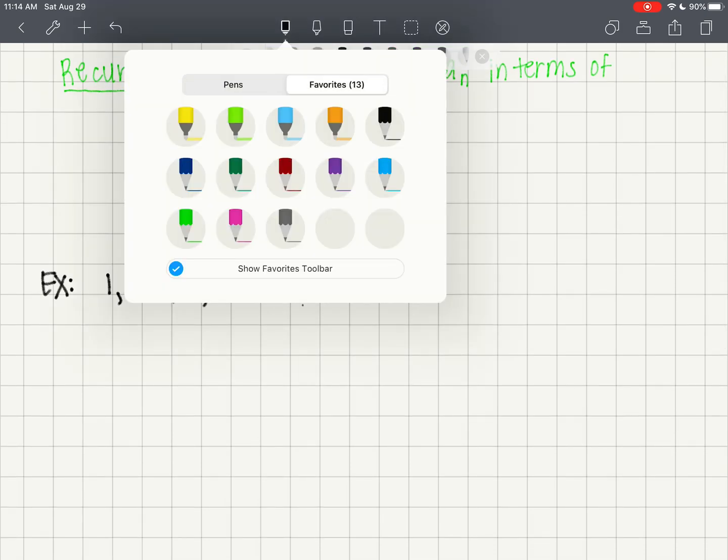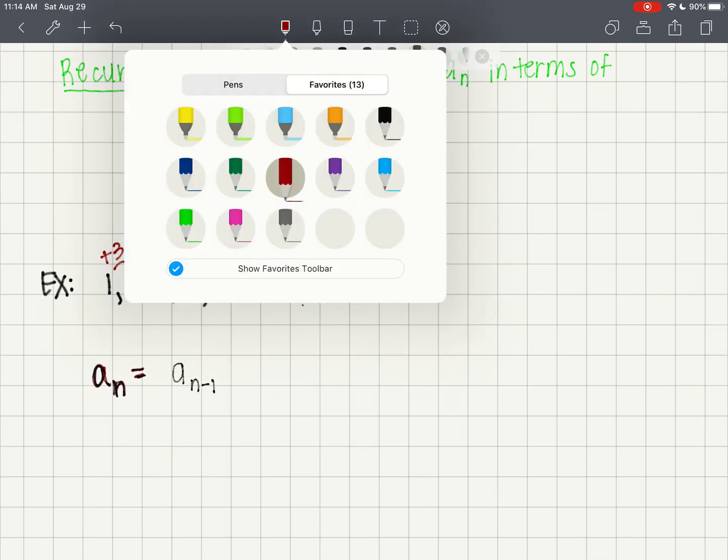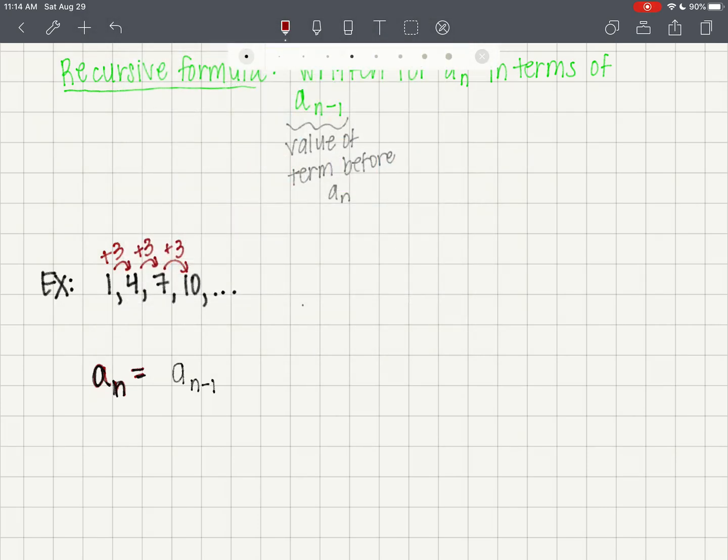And remember that we added 3 to get from one term to the next. So what do you do to get the next term? You add 3 to the previous term. So the value of the nth term is equal to the value of the term before it plus 3.